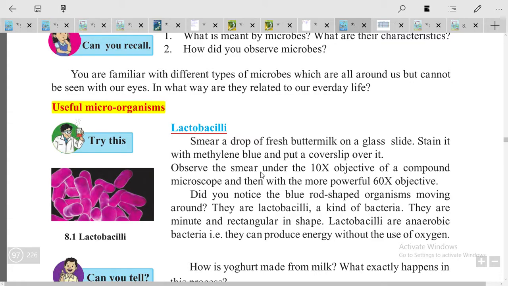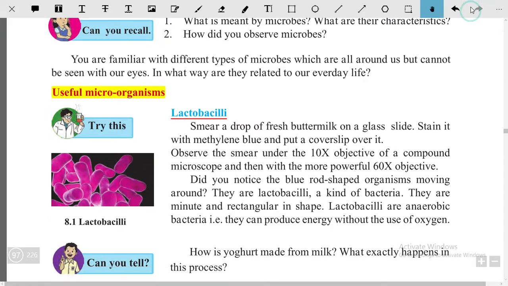Now see, observe the same under the 10x objective of the compound microscope, and then with the more powerful 60x objective. 10 पट किंवा 60 पट magnifying compound microscope we use to observe the same. ही काचपट्टी पाहण्यासाठी आपल्याला 10 पट किंवा 60 पट इतकी मोठी प्रतिमा निर्माण करेल असा कंपाऊंड मायक्रोस्कोप पाहिजे की नाही.